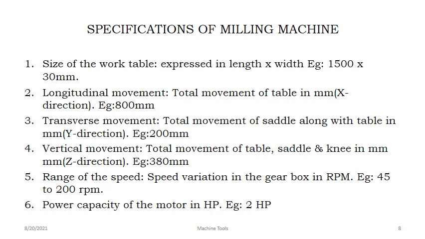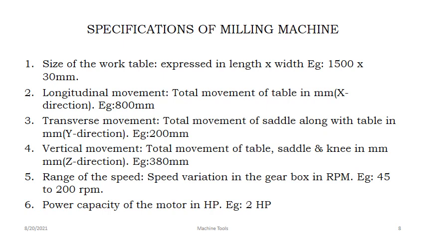And the third one is the transverse movement, the total movement of the saddle along with the table in mm, but in the y direction. So in the x direction it is 800 mm, in the y direction, for example, we can take 200 mm. This is a specification. Next, the fourth point, vertical movement, the total movement of the table, saddle and knee in mm, in the z direction. For example, 380 mm.